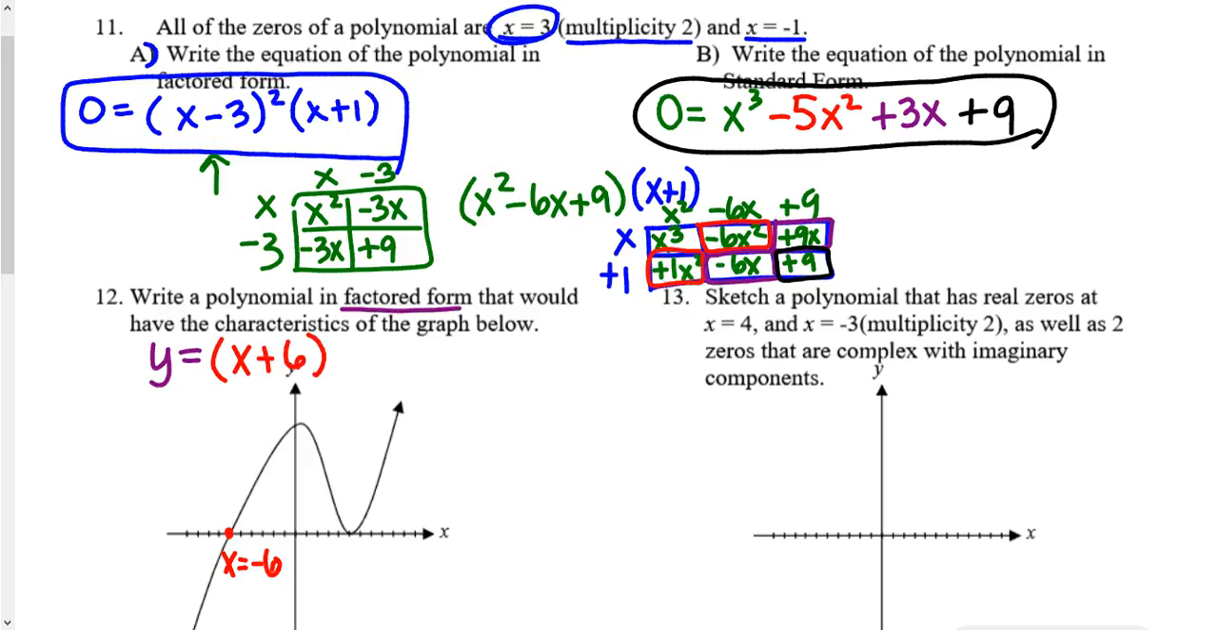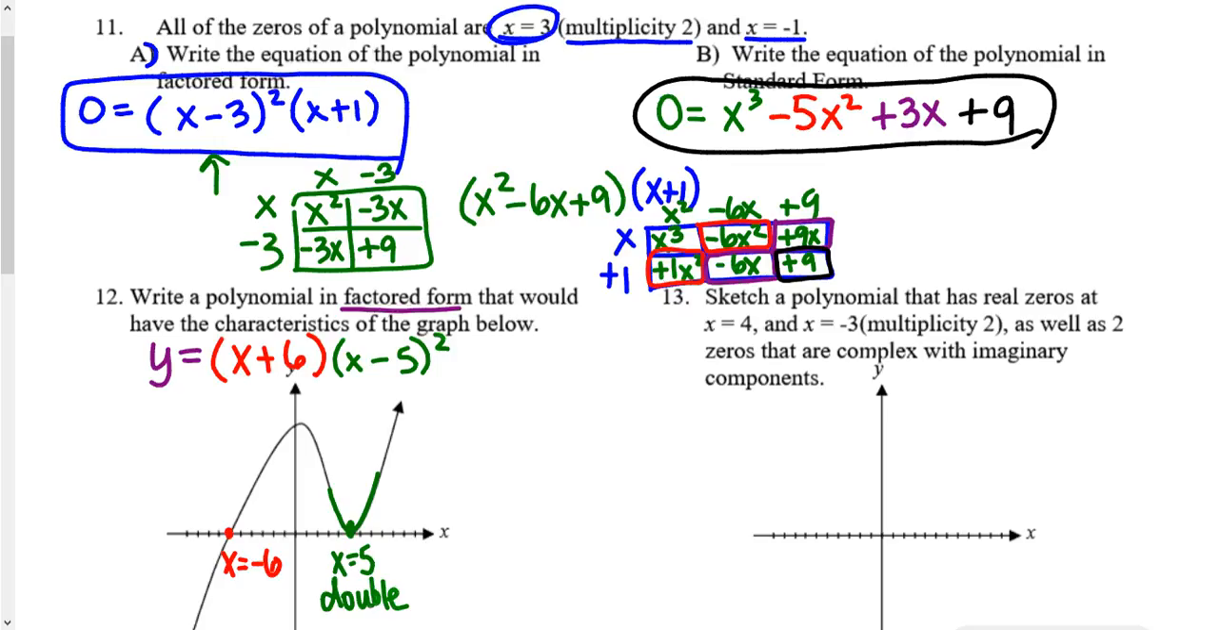I also have a 0 over here at x equals 1, 2, 3, 4, 5. So if I have a 0 at x equals 5, then my factor is going to be x minus 5. Now I have to pay attention. This was a turning point. It wasn't a go-through point like I had at negative 6. So this is actually a double root for a 0 that has a multiplicity of 2. So I'm going to have to put a squared with that factor right there.